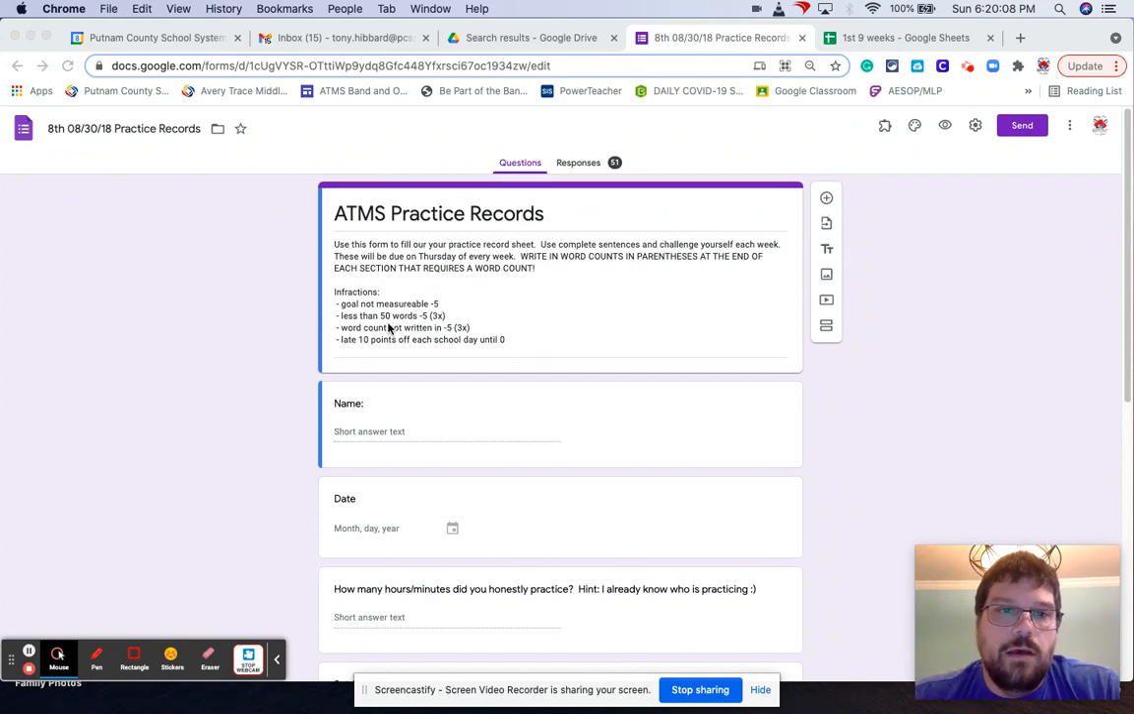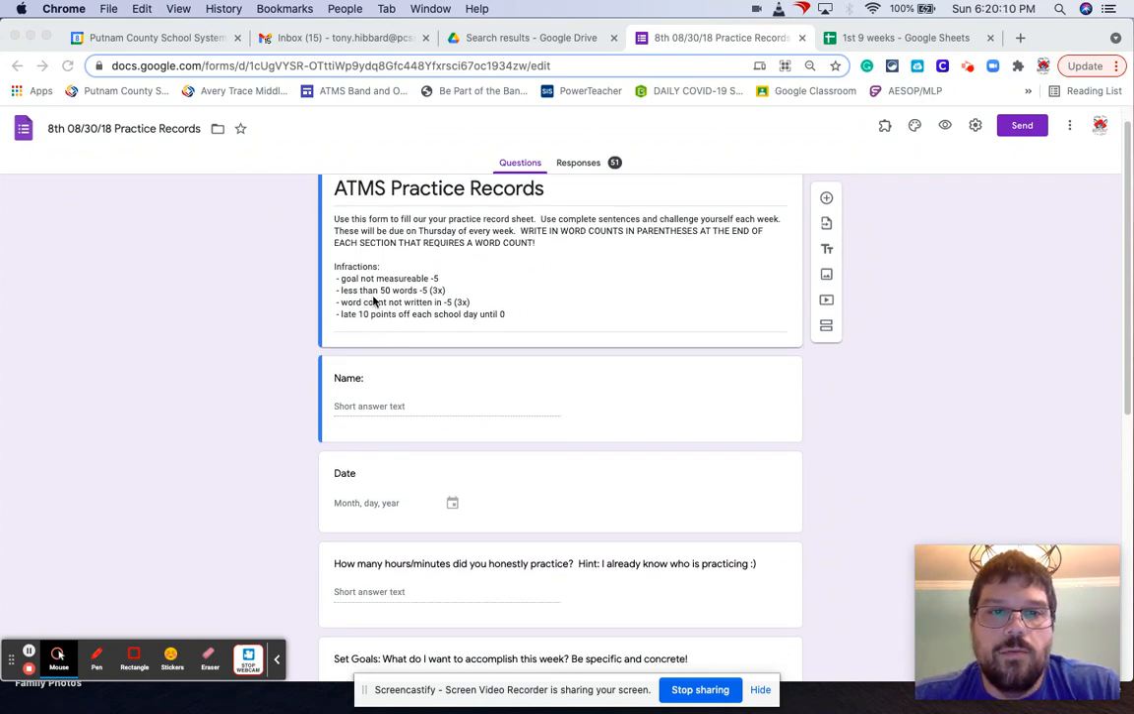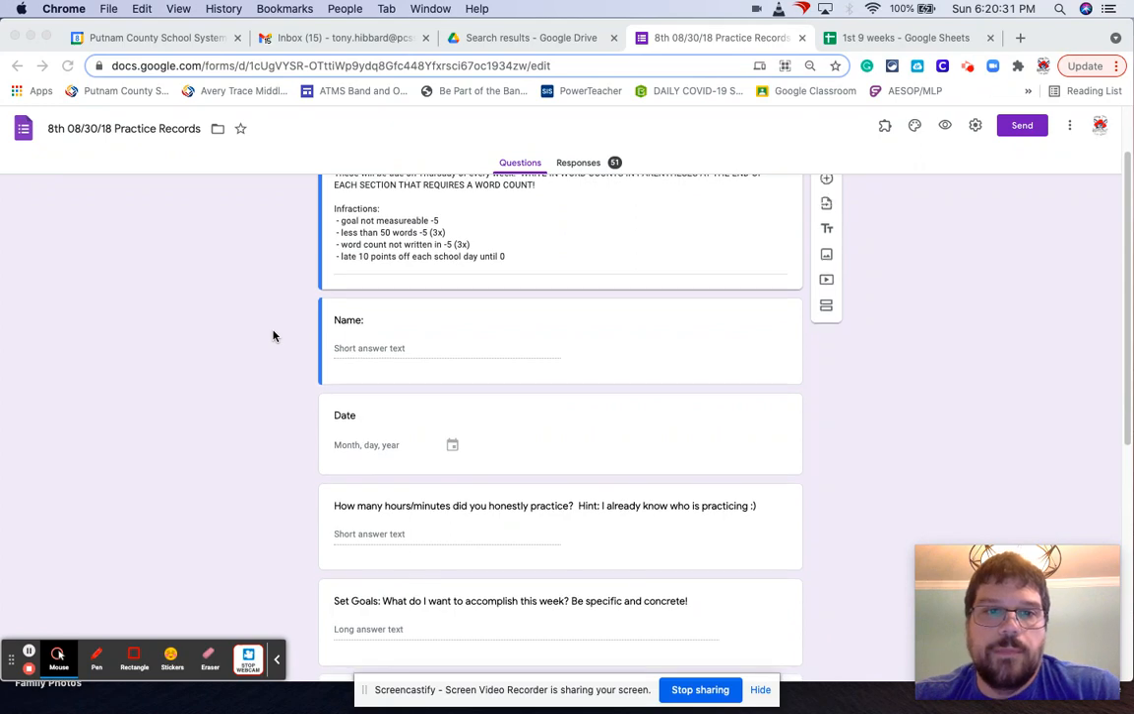For the word counts, it needed 50 words. There's 5 points off for each one of those, and there were 3 of those, so they could lose a total of 15 points for that. For those same 3, they had to have a word count written in, so that was up to 15 points off, and then 10 points off for each school day until it went down to a 0. And unfortunately, quite a few kids took that all the way down to a 0.